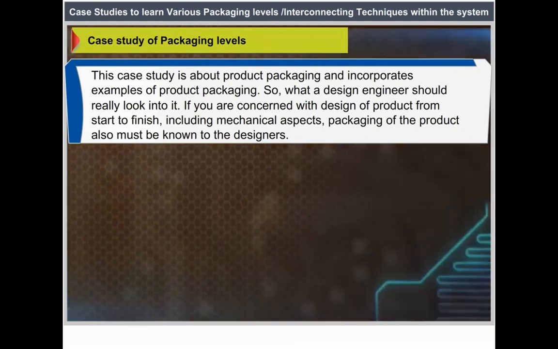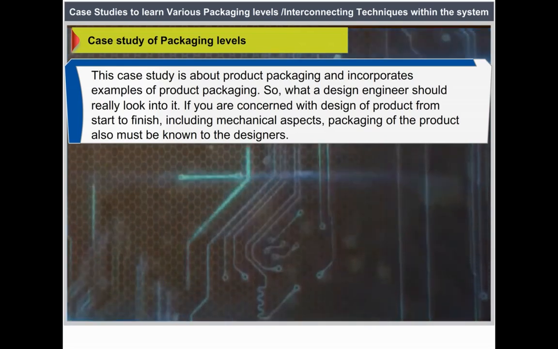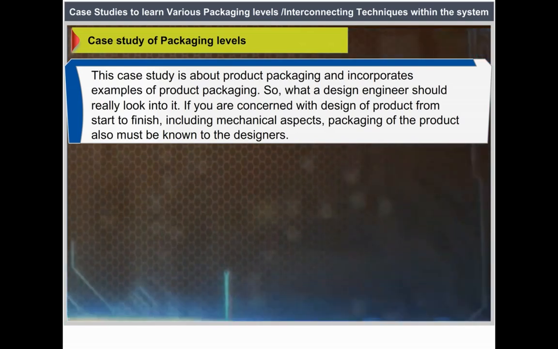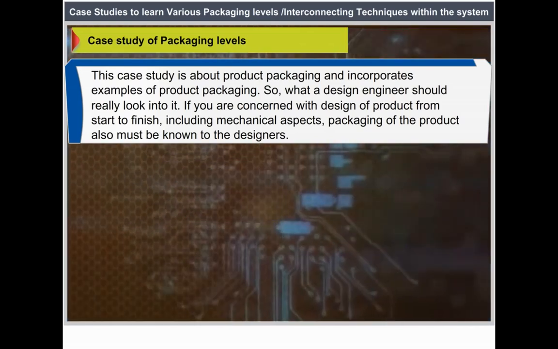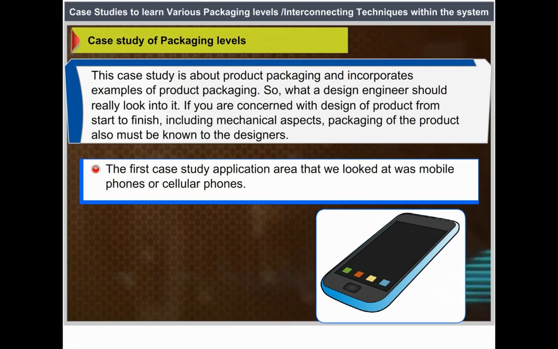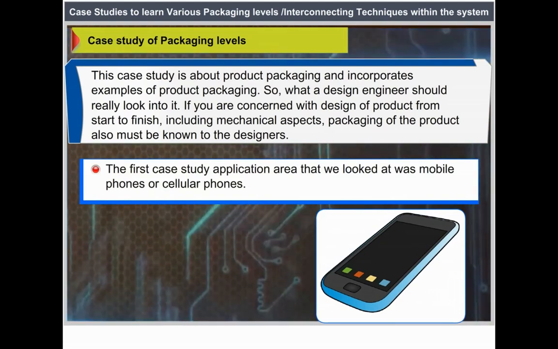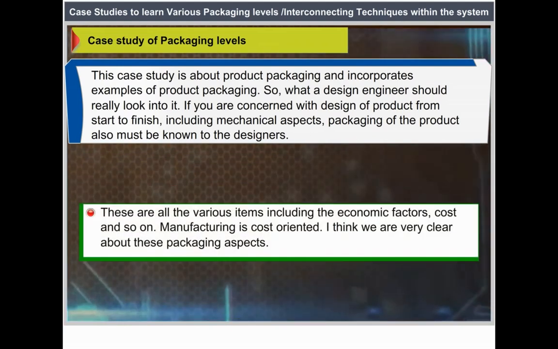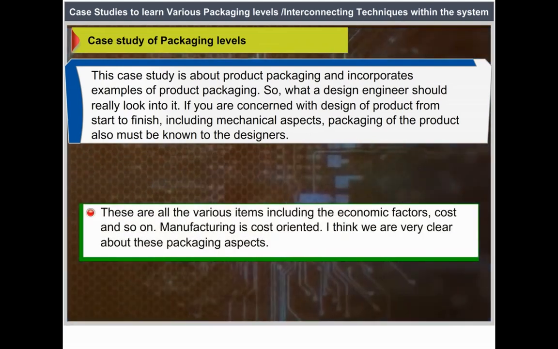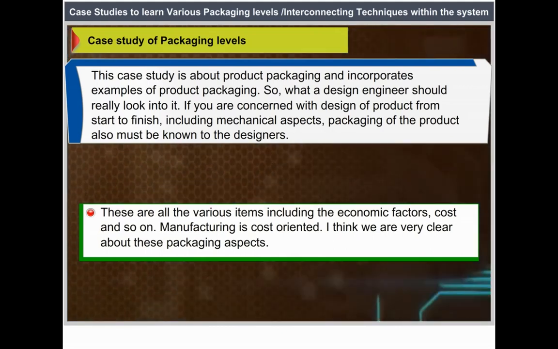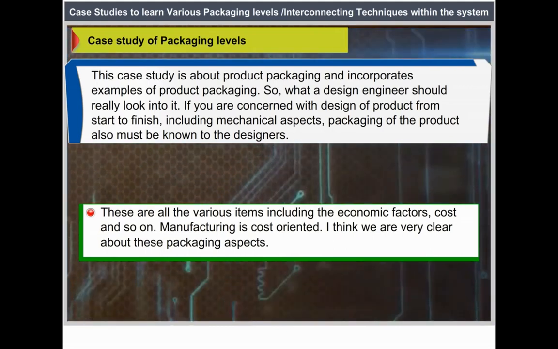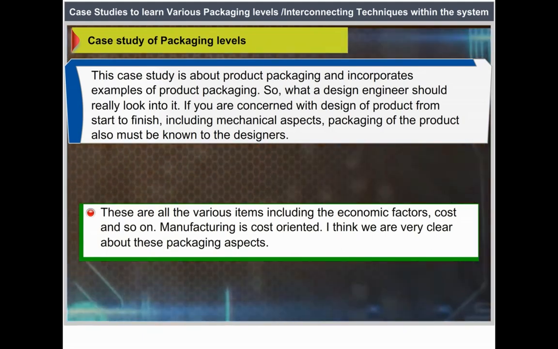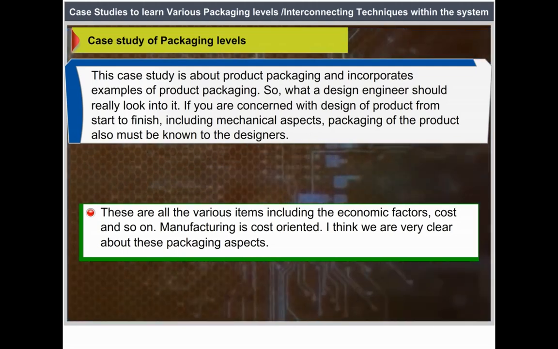So, what a design engineer should really look into if you are concerned with design of products from start to finish, including mechanical aspects. The first case study application area that we looked at was mobile phones or cellular phones. These are all the various items including the economic factors, cost, and so on. Manufacturing is related to cost. I think we are all very clear about these packaging aspects.